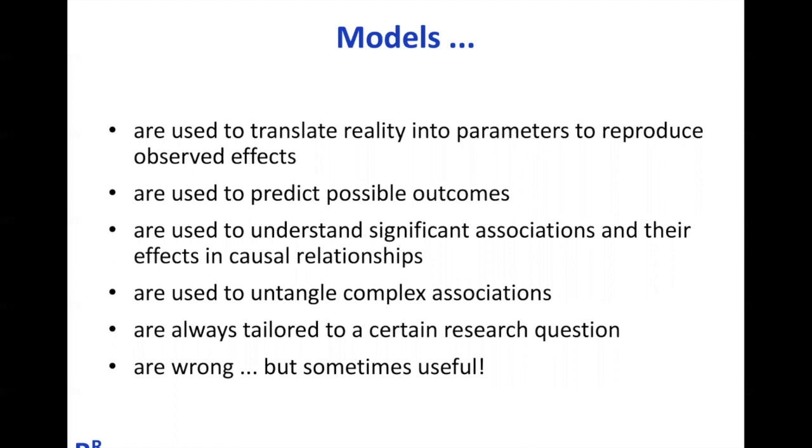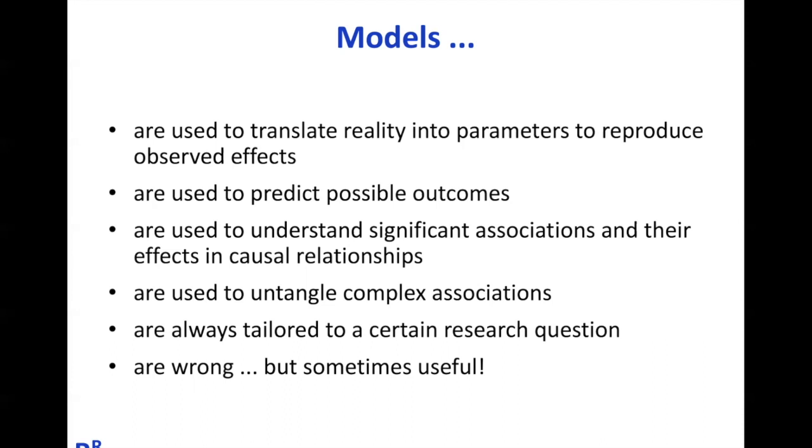A third point about models is that they are used to understand significant associations and their effects in causal relationships. This is, for example, when you analyze a study with something like a logistic regression analysis. A logistic regression model is not much different from other mathematical models. It's also a model. It's just not projecting. It's reflecting and explaining what your study said.